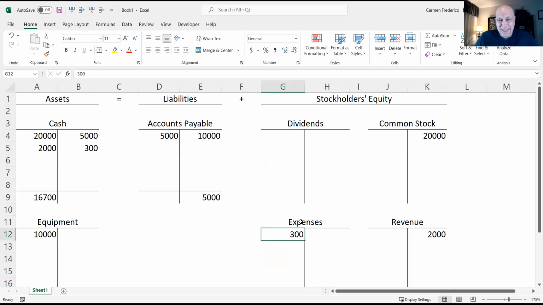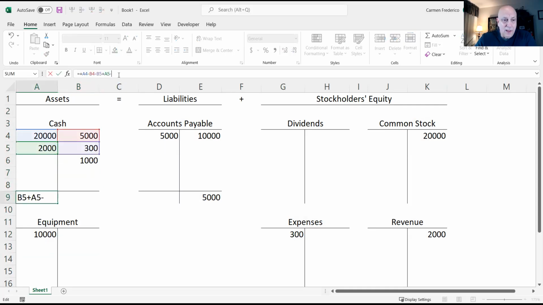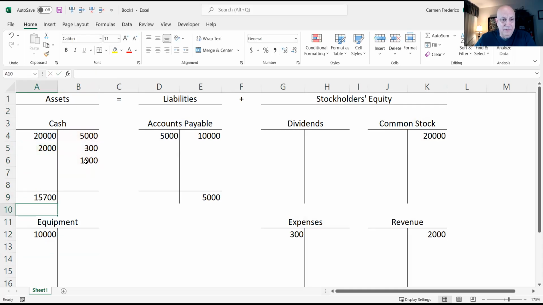And let's say we paid some dividends to ourselves at the end of the month. We're the only stockholder, so we pay ourselves $1,000 in dividends. Paid means cash is going out. So we identify the account cash. It's an asset. It's on the left side of the equation. When it's decreasing, go opposite. So the $1,000 is going on the right side. So now we have a balance of $15,700 for assets, for cash, excuse me.